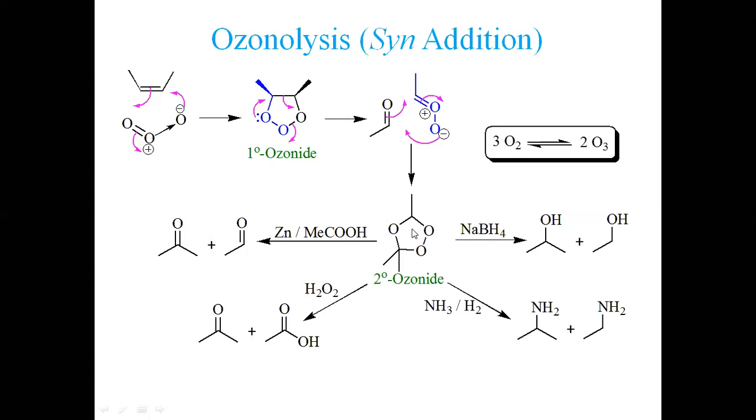If the same secondary ozonide is reacted with ammonia, it results in the formation of a carbon nitrogen bond followed by hydrogenation. So ammonia first adds, resulting in primary and secondary, this is an amine, this is another amine. So both of these are primary amines. So this is what is going on when we are quenching the secondary ozonide under different conditions. The first step is the same.